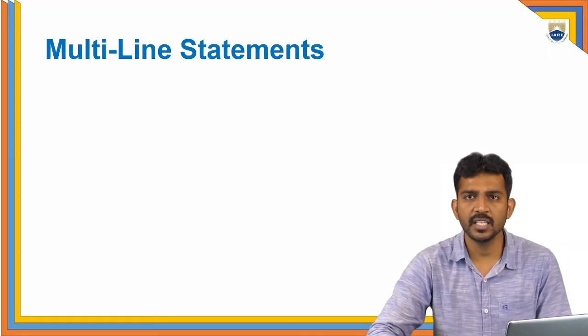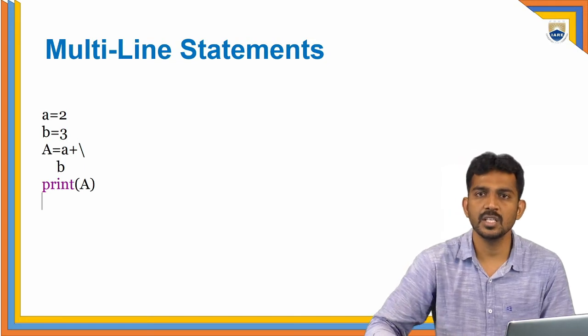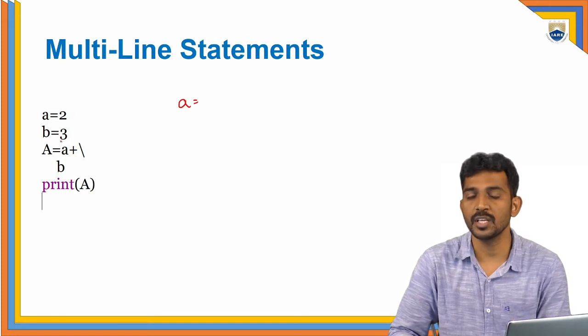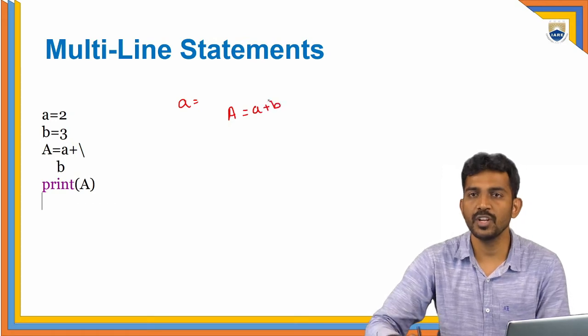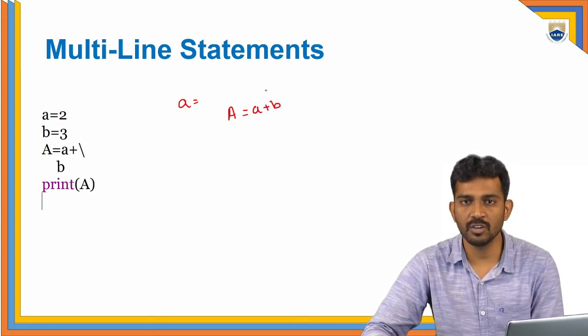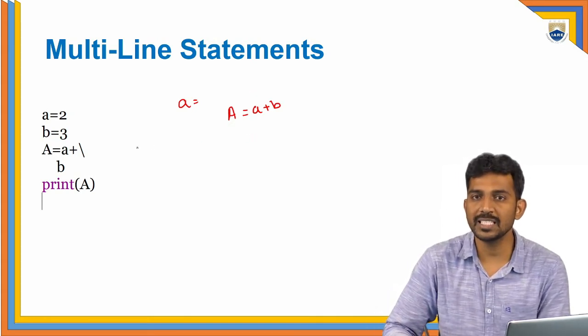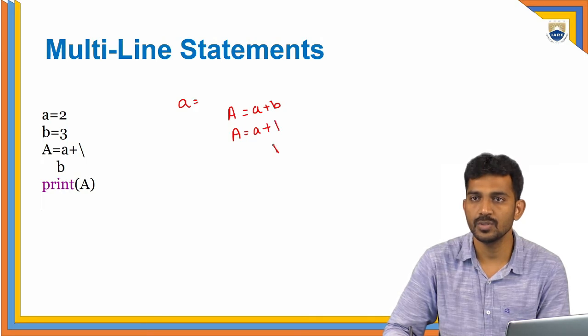So variables and keywords. The first thing is a multi-line statement. What is a multi-line statement? Suppose you have a statement like this: a equal to 2, b equal to 3. If you want to perform an operation, generally you can write a equal to a plus b. Suppose your expression is very long, so what do you have to do? You can use the slash and write the remaining expression below. So these are called multi-line statements.